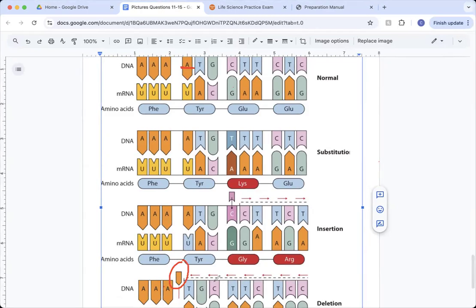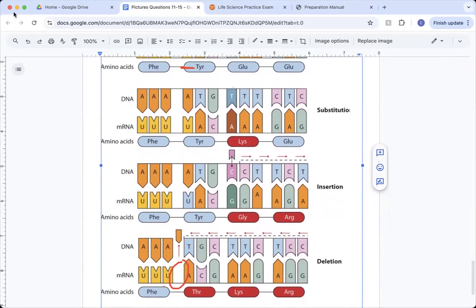So I'm going to scroll down. So again, we are normal. You can see up here we started out with these. Our first one stays the same because it happened before the deletion, but now you can see every single amino acid after the change, after the deletion here, is affected.